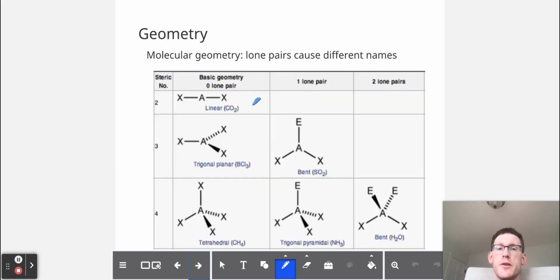Lone pairs result in there being different names. So for example, when the steric number is 3, if there are 3 atoms to which the central atom is bonded, then that is going to be trigonal planar. However, if there is an electron pair and 2 atoms, then it will be bent. For a steric number of 4, we have tetrahedral if there are no lone pairs. With 1 lone pair, there's trigonal pyramidal, and with 2 lone pairs, there's bent.